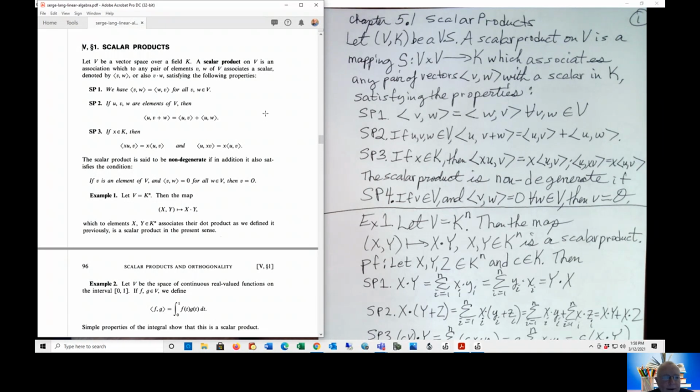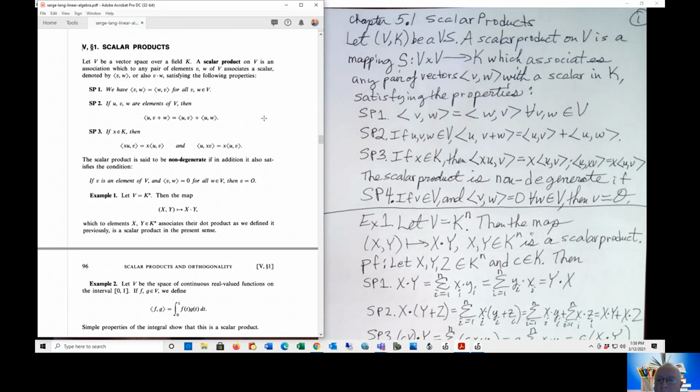So let's look in chapter 5, section 1, scalar products. As usual, we're going to let V be a vector space over scalar field K. A scalar product on V is a mapping, call it S, going from V cross V into K that associates any pair of vectors, V, W, with a scalar in K. And it must satisfy three properties.